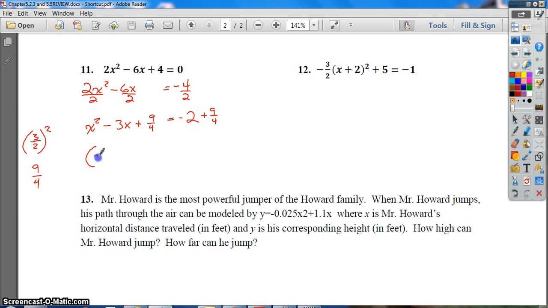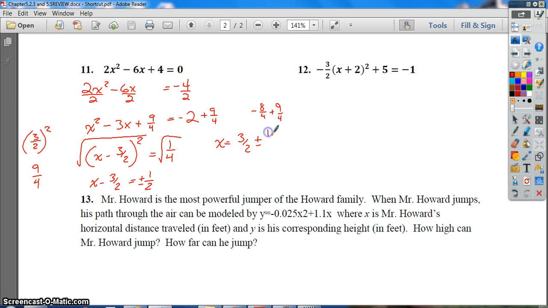Okay, so over here I'm going to get x minus 3 over 2 squared. I'm going to make this negative 2, negative 8/4 plus 9/4, to give me 1/4. Okay? And now I can do the square root. This is x minus 3 over 2 equals positive negative 1/2. I am now going to add 3 over 2 over.